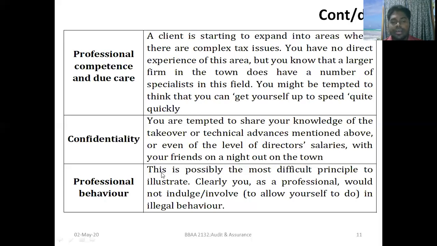Okay, the last one is professional behavior. This is the last principle, and it is possibly the most difficult principle to illustrate or explain. Clearly, you as a professional would not be involved in illegal behavior. As a member, as a professional person, you can't be involved in any kind of illegal action or behavior, for example money laundering or smuggling. If you are involved in these kinds of illegal activities, you may violate the principle of professional behavior.